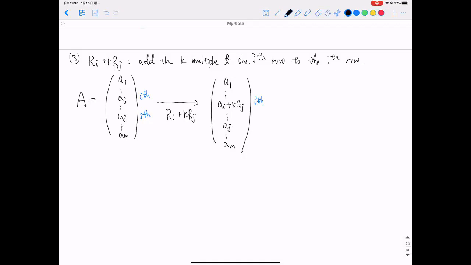All right. So once again, what we're going to do now is to examine the row space. The row space of A is just this span, and the row space of the new matrix is the span of A1 through, well, the ith vector is Ai plus k Aj, and the other vectors are the same. So again, the question is, are they equal?